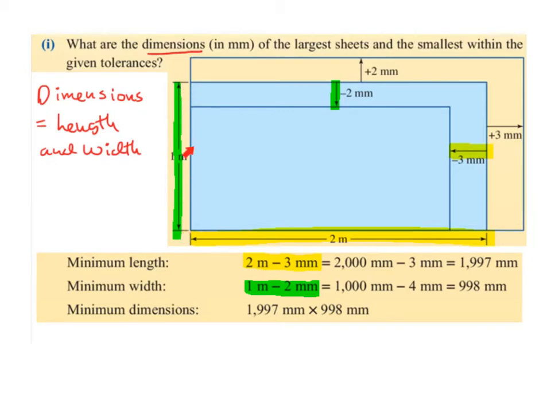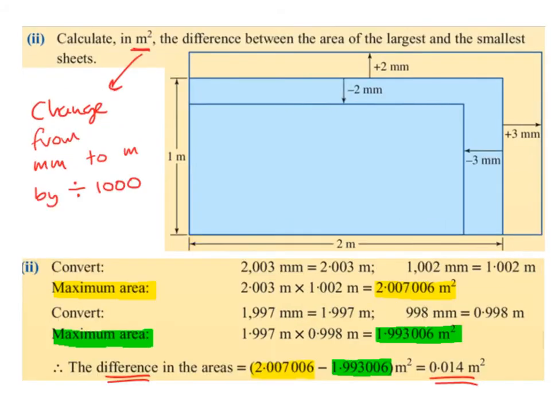Now for the minimum width. Again, the desired width is 1 meter. And if we subtract the 2 millimeters, we have 1000 millimeters minus 2 millimeters, that should say 2, which gives us 998 millimeters. So the minimum dimensions are 1997 millimeters multiplied by 998 millimeters.